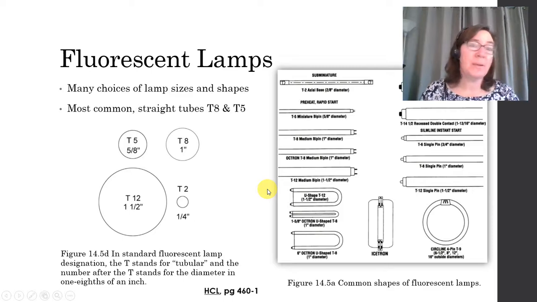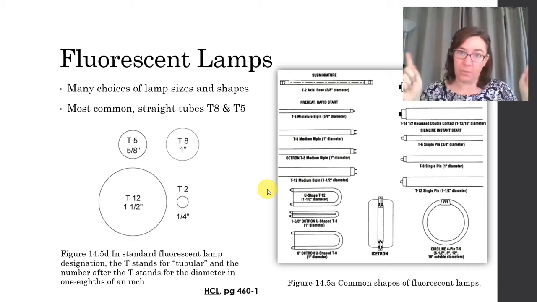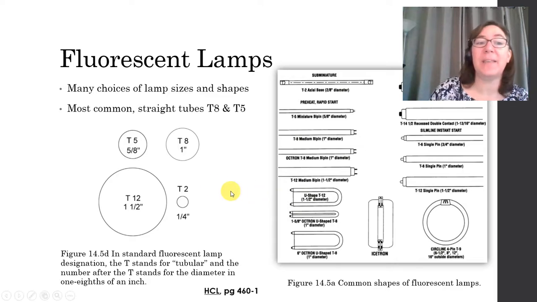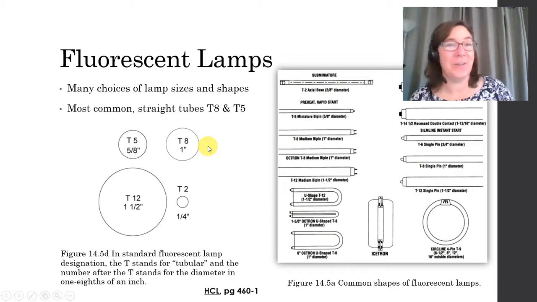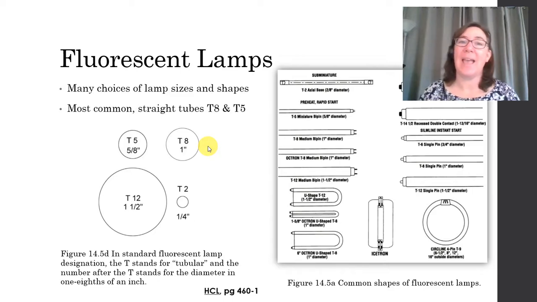The most common ones, like I've said, are the straight ones, and the T stands for tubular, and the number stands for the diameter of the tube, in eighths of an inch. I didn't know this for a long time, but a T5 therefore has a diameter measuring across the tube of 5/8 of an inch. A T8, which is the other most common tube, has a diameter of 8/8 of an inch across the width of the tube and is therefore 1 inch wide.